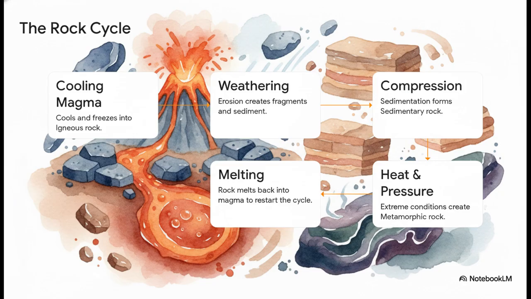If those layers happen to get pushed deep underground, extreme heat and pressure literally bake them into super tough metamorphic rock. Push them even deeper, they melt right back into magma, and the whole shebang starts all over again.